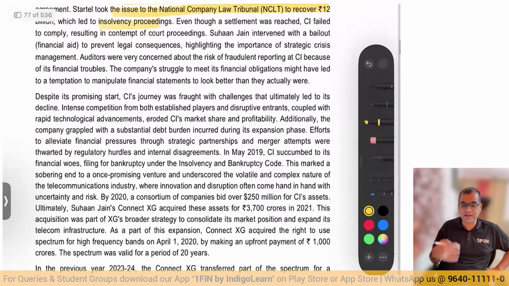So everywhere you see, the company is under deep distress. Okay, there's a lot of stress, there's a lot of debt. The company struggled to meet its financial obligations, and might have had a temptation to manipulate financials.